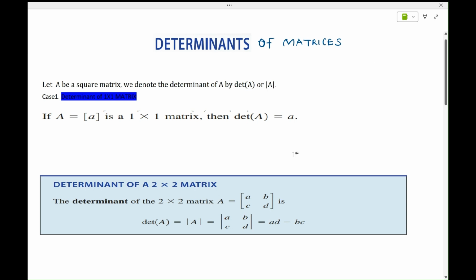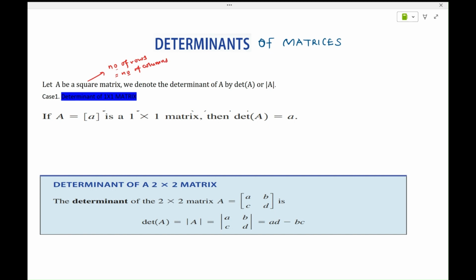Hello viewers, in this tutorial we'll be looking at how to find the determinants of matrices. So here we have that let A be a square matrix. So what is a square matrix? A square matrix is a matrix where the number of rows is the same thing as the number of columns.